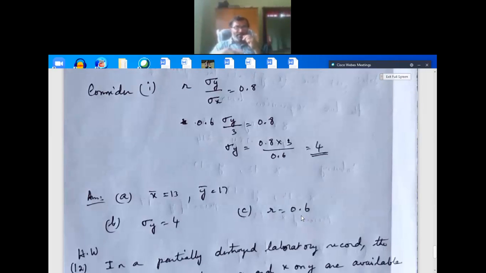So we calculated the first sub-question A, to find the mean of x and mean of y. We got x bar equals 13, the x coordinate when finding the point of intersection, and the y coordinate of the point of intersection of the two regression lines we got as 17. So now x bar is 13, y bar is 17. That is the first answer. Okay, now we find B.